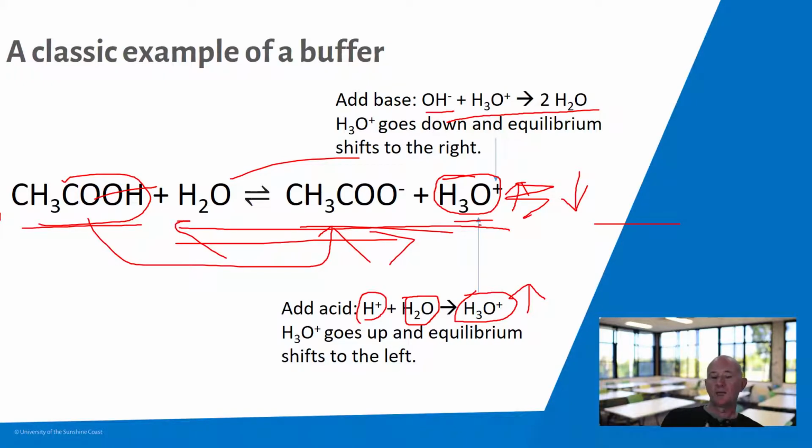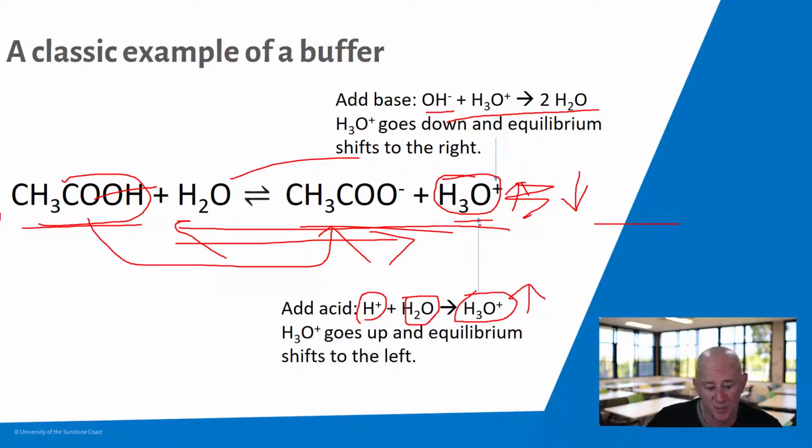So what is a buffer? It's going to buffer against addition of acid and base. It can't be completely perfect, but it's certainly buffering against it, hence the name. You can see how it works in relation to Le Chatelier's principle. If you add strong acid, for example, the equilibrium moves to the left, and if you add base, the equilibrium moves to the right to try and counteract that imposed change. And that's basically what a buffer is.